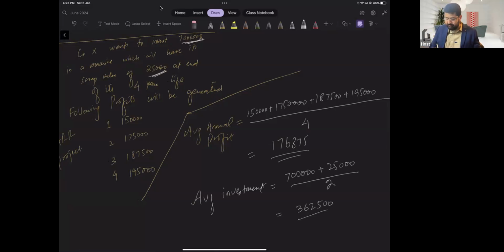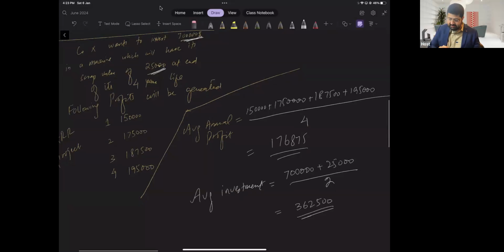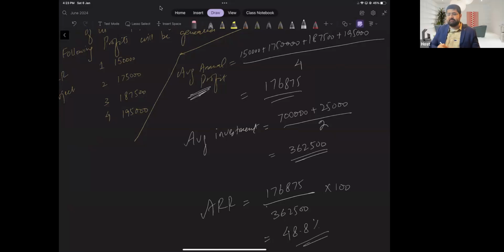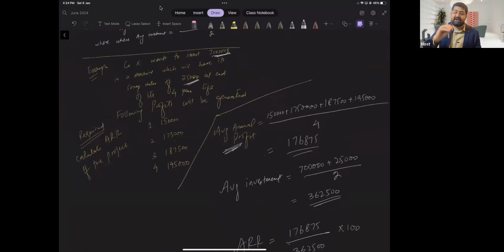Good. Average investment. Nice. Accounting rate of return: 176,875, average annual profit divided by average investment into 100. Give me the answer. What is the answer? Right, it is around 48.8%. 48.8%. Well done. So we have learned how to calculate accounting rate of return.